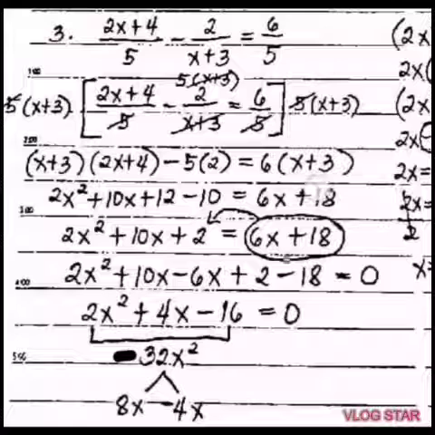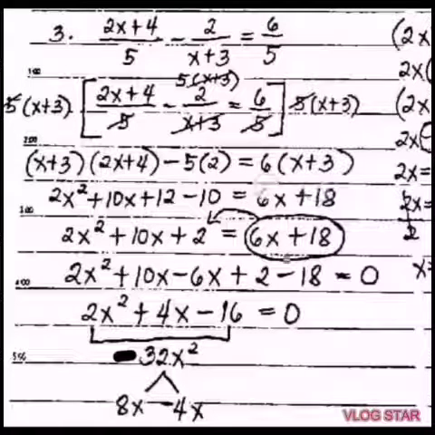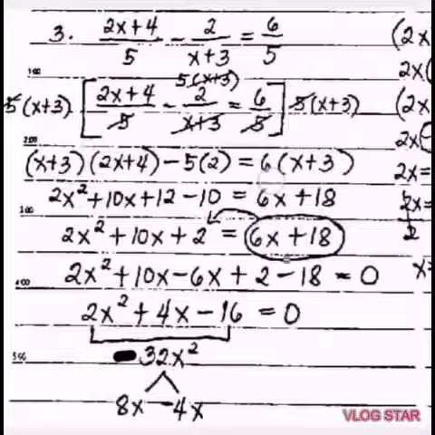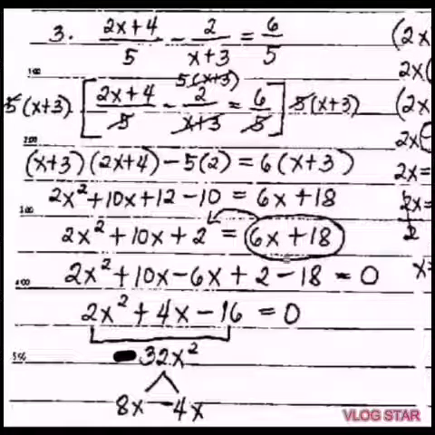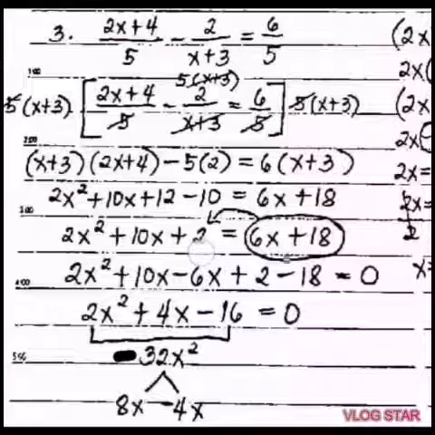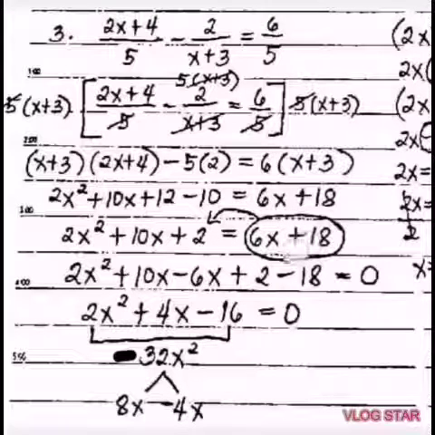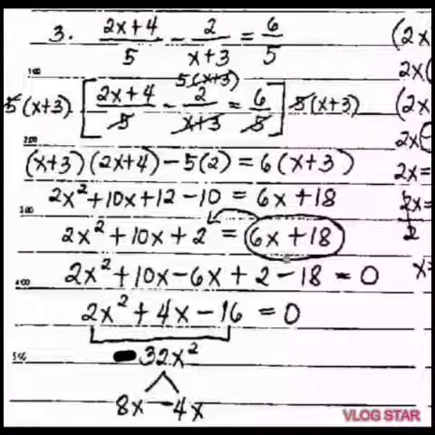So 6 times the quantity of x plus 3, we will distribute: 6 times x is 6x, 6 times 3 is 18. Okay, by combining the like terms, we have 12 and negative 10. So 12 minus 10 is 2. Okay, and then 6x plus 18, we will transpose this to the other side to make it 0, so that it will become a standard form later on.